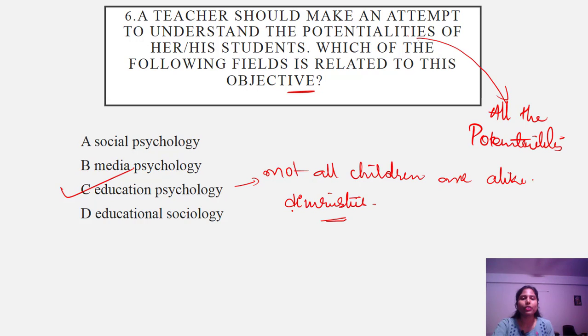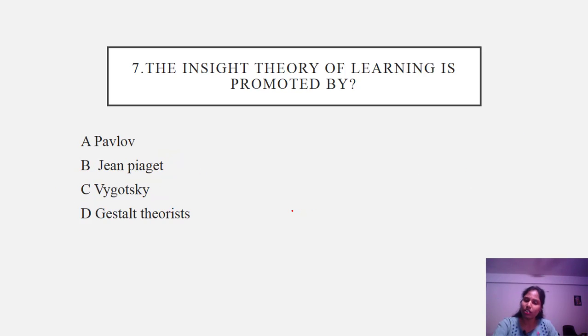This question says that you need not assess the child depending upon only one factor. You need to diversify your way of assessing a student. All these concepts are present in educational psychology. The seventh question is, the insight theory of learning is promoted by. Again, it's an interesting question.